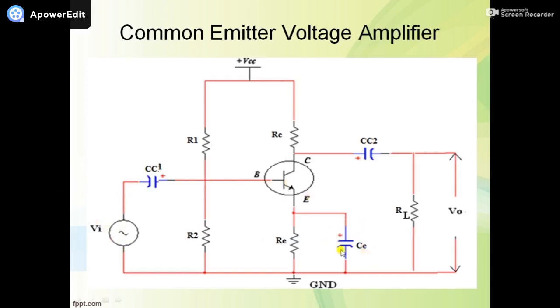Next, one more is the emitter bypass capacitor. Whatever unwanted AC signals come at this point go through this emitter bypass capacitor to the ground. So with the help of this emitter bypass capacitor, whatever unwanted AC signals come at the emitter go to the ground.